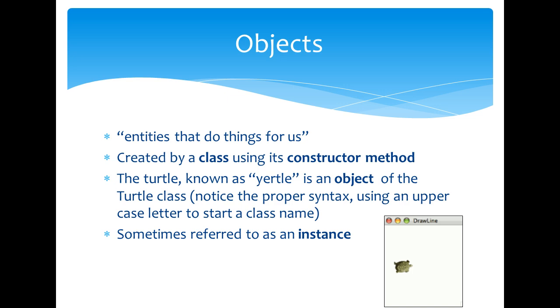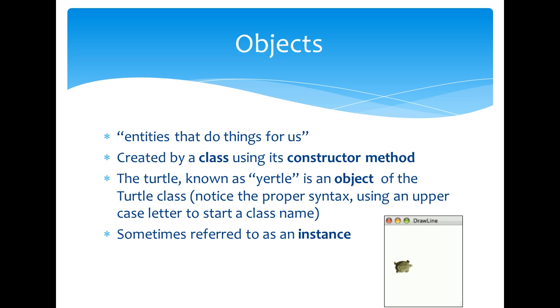So, objects. If you think about objects, those are living things or non-living things that do things for us. A cup is a non-living object, and that does something. A car, a human, or in our case, a turtle. Objects are created by a class using the constructor method found in the class. The turtle, in our first actual example in chapter 2, that we name Turtle, is an object of the Turtle class.